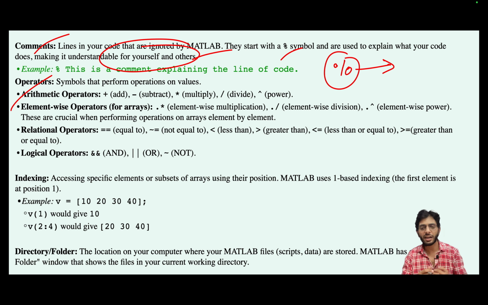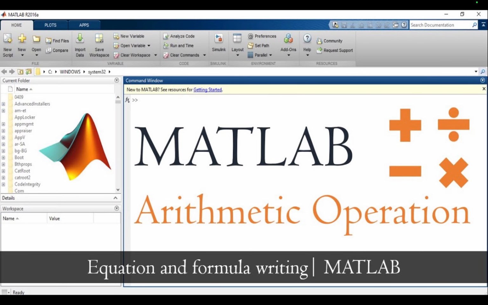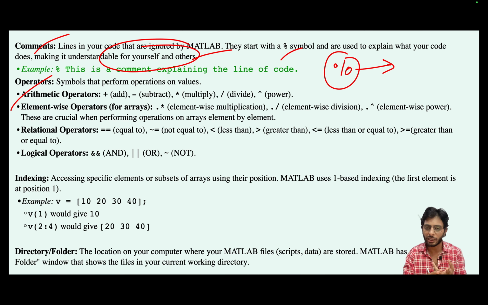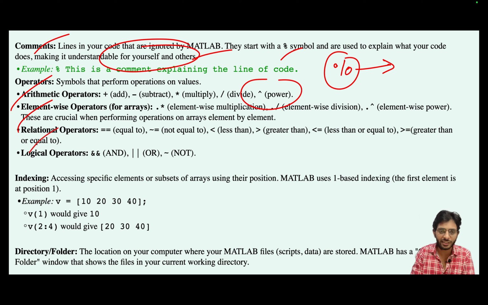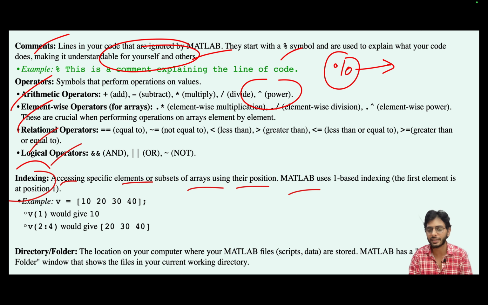Now, operations. There are different types of operations that we can perform in MATLAB, like arithmetic operators: adding some data, maybe subtracting, multiplying, dividing, or using the power operator. Element-wise operators we can also utilize, and then we have other operators like relational operators and logical operators that we will understand in future, and indexing. Indexing means accessing a specific element or subset of arrays using their position. MATLAB uses one-based indexing, meaning the first element is at position 1.